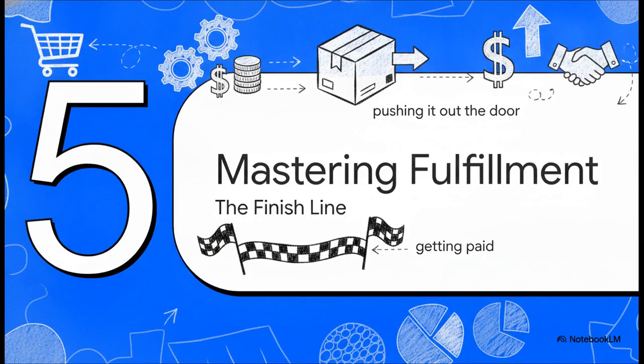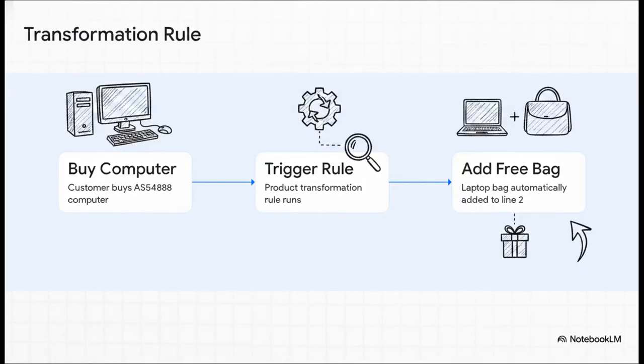Finally, Section 5, Mastering Fulfillment Orchestration, the finish line. Automation is your absolute best friend here. Take a product transformation rule, for example. Let's say a customer buys an AS4888 computer on line 1. You really don't want your sales reps trying to manually remember current promotions, because they will forget. Instead, a transformation rule triggers automatically behind the scenes, and boom, a free laptop bag is instantly added to line 2. It is just seamless, error-free upselling and bundling.